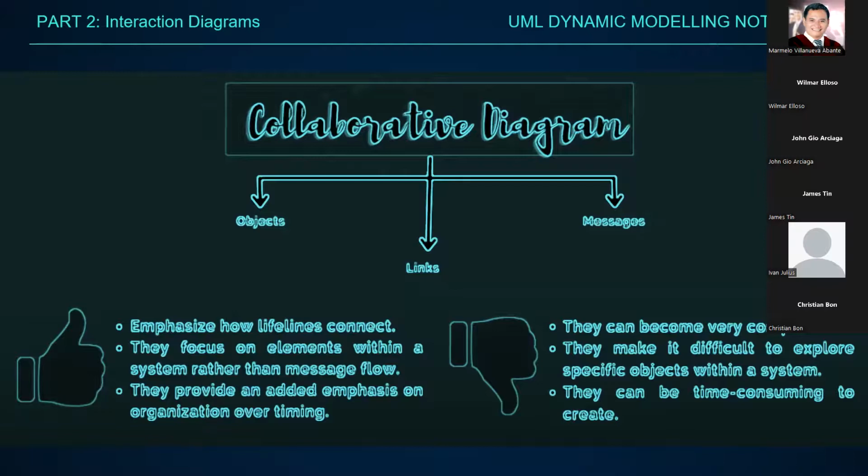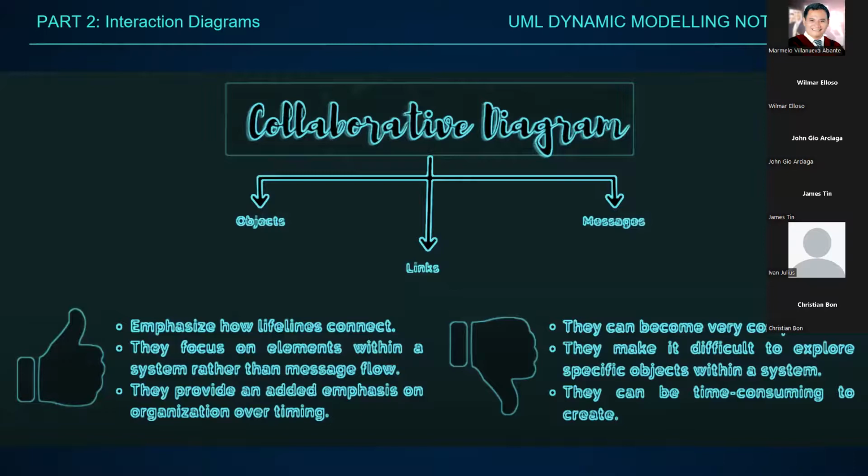A single link can support one or more messages sent between the objects. This is from the sequence diagram, where the line between the objects represents messages sent from one object to another. And last is the messages. In the collaboration diagram, it shows the arrow pointing from the client object to the supplier object. Typically, a message represents a client invoking an operation on a supplier object.